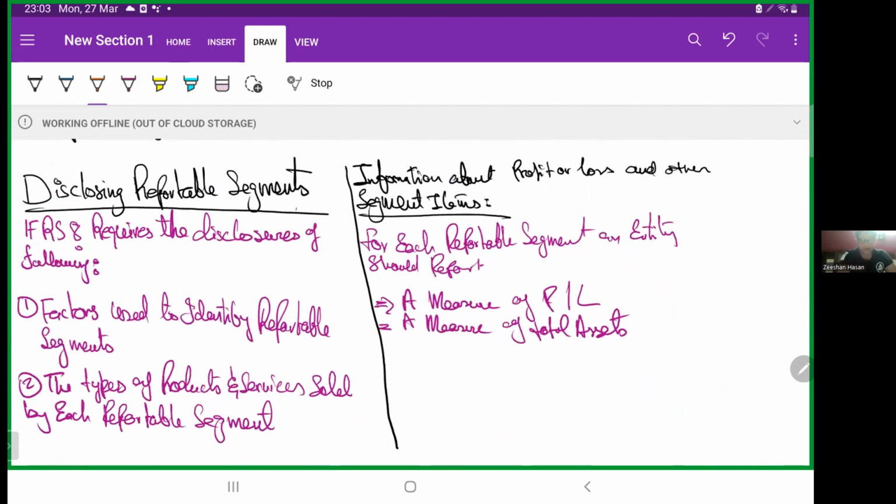Now, finally, the disclosures. IFRS 8 requires the disclosure of the following: factors used to identify reportable segments, the types of products and services sold by each reportable segment, and information about profit or loss and other segment items for each reportable segment. An entity should report a measure of profit or loss and a measure of total assets. That's it, which we need to report, and this is the IFRS 8 operating segment.